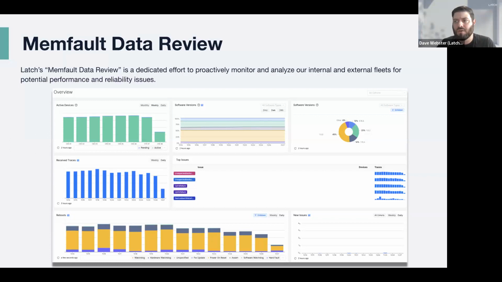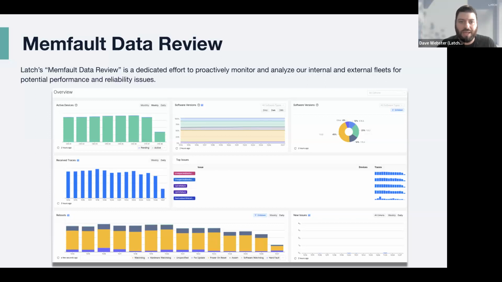We can also monitor things such as firmware issues. This is where many of you may be even more interested. We can see trends in the traces that we receive over time. Is there a big uptake? Are we seeing more resets? In particular, we may look after a new release. Are we seeing a lot of new issues?